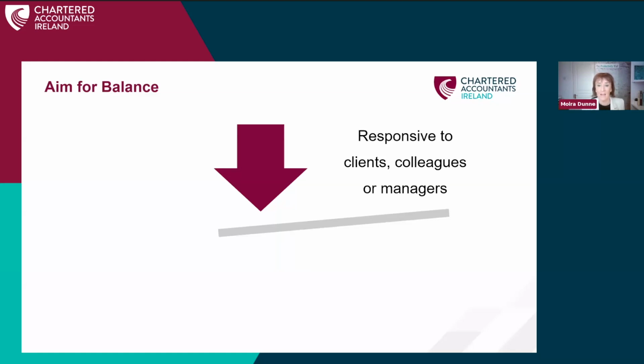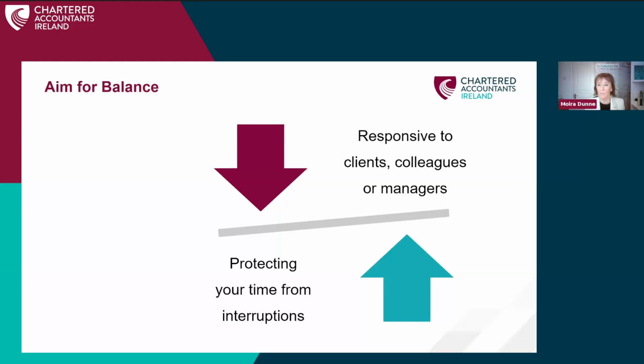We can't book out our whole day with planned work and just ignore everyone, because we have a duty to be responsive to those stakeholders, our clients, our colleagues, our managers, senior people in the organization, somebody who needs something urgently. So it's really about trying to get the balance, isn't it? It's about being able to protect some time. I really should have some there.